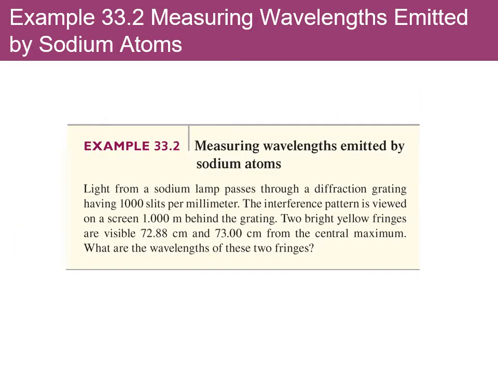Example 33.2 from your text is a good example of the utility of diffraction gratings. Light from a sodium lamp passes through a diffraction grating having 1,000 slits per millimeter. The interference pattern is viewed on a screen 1.000 meters behind the grating. Two bright yellow fringes are observed 72.88 centimeters and 73.00 centimeters from the bright central maximum. What are the wavelengths producing these two yellow fringes?